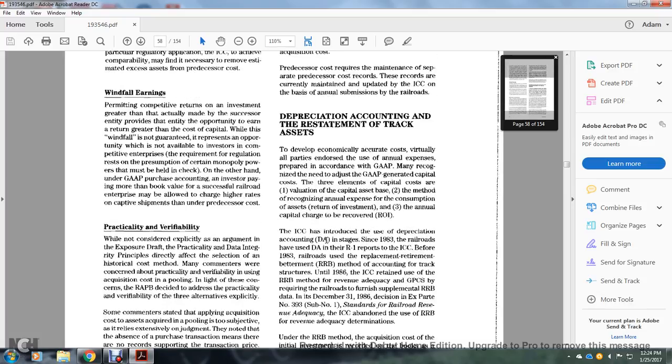On depreciation accounting and the restatement of the track assets, developing economically accurate costs, virtually all parties endorsed the use of annual expenses prepared in accordance with government accounting auditing principles, recognizing the need for adjusting government auditing principles. The capital cost has three elements: the capital asset basis, the method of recognizing annual expenses for the consumption of the assets, which is the return of the investment, and the annual capital charge with the required recovery or return on investment.